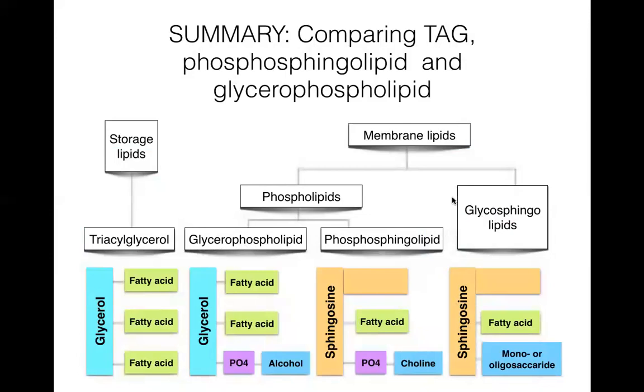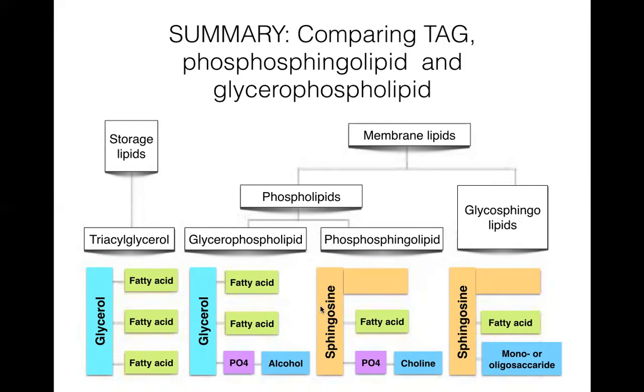And then we have a membrane lipid exclusively found in the nervous tissue. We call it the glycosphingolipid. So let's discuss first the phospholipid. There are 2 kinds depending on the backbone, the glycerophospholipid and the phosphosphingolipid. And obviously the difference is in terms of the backbone. Glycerol for glycerophospholipid, sphingosine for phosphosphingolipid.